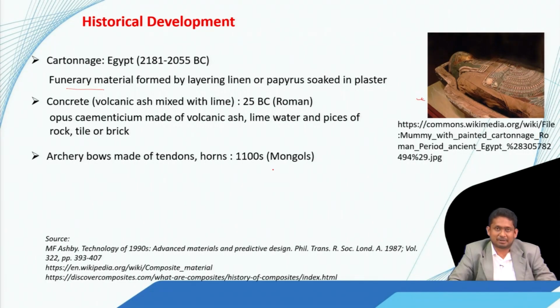Then Romans started building concrete from volcanic ash, and they used to call it opus cementitium, and that was made of volcanic ash, lime water and pieces of rock, tile and brick. And then Mongols made archery bows made of tendons and horns.